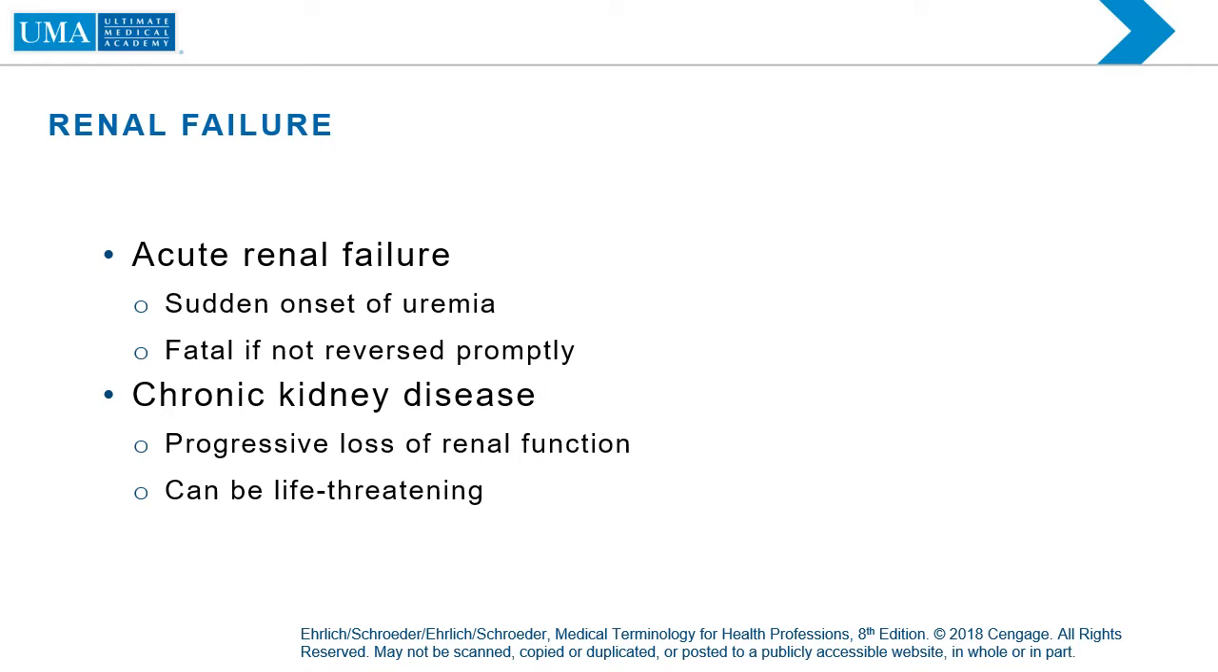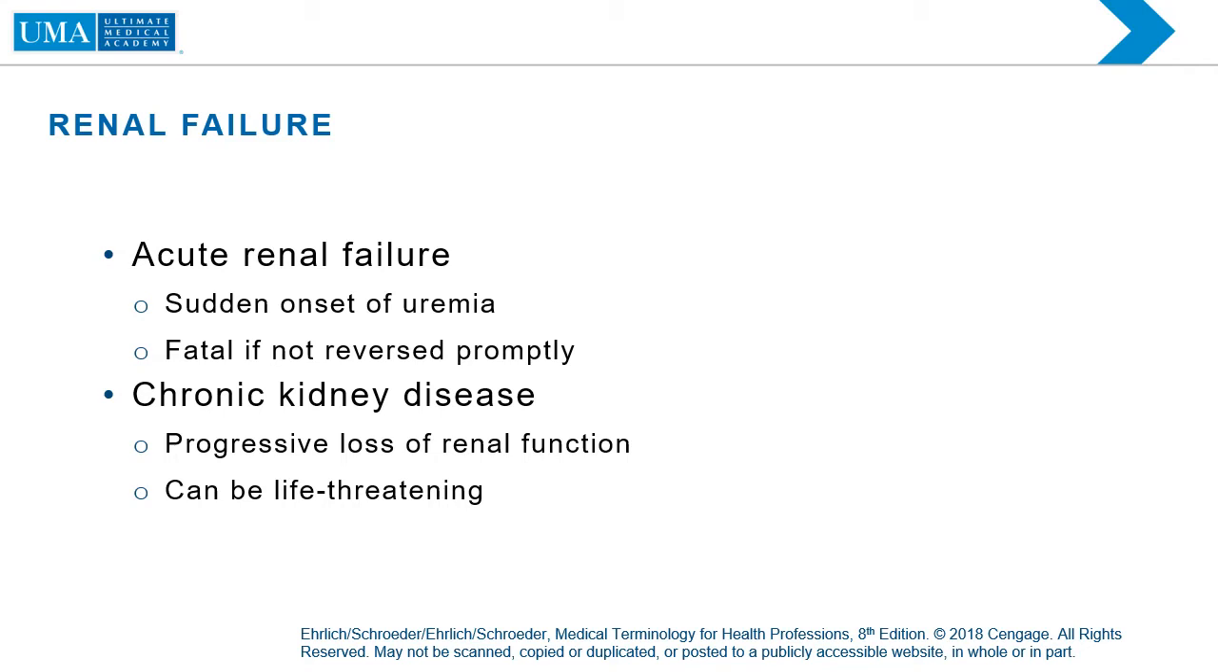We have acute renal failure. You may see this depicted with the abbreviation ARF, and this is just a sudden onset, and is characterized by uremia. It's important to note if this condition isn't reversed promptly, it can be fatal. It's also important to note that acute renal failure can be caused by the kidneys not receiving enough blood to filter. This would be due to any dehydration or maybe a sudden drop in the blood volume or blood pressure, which comes from maybe an injury, burns, or severe infections.